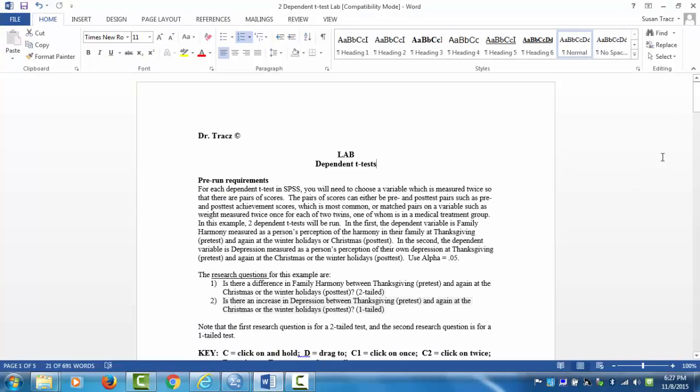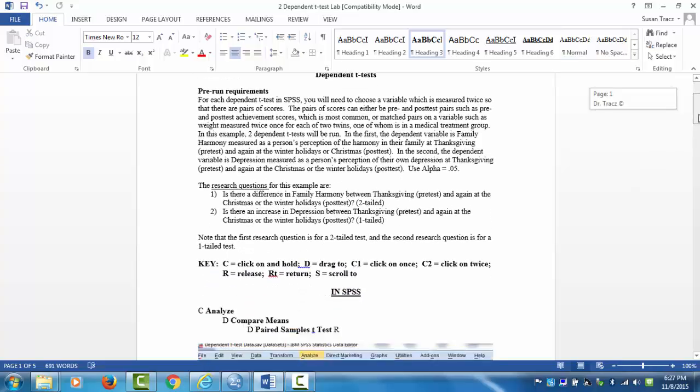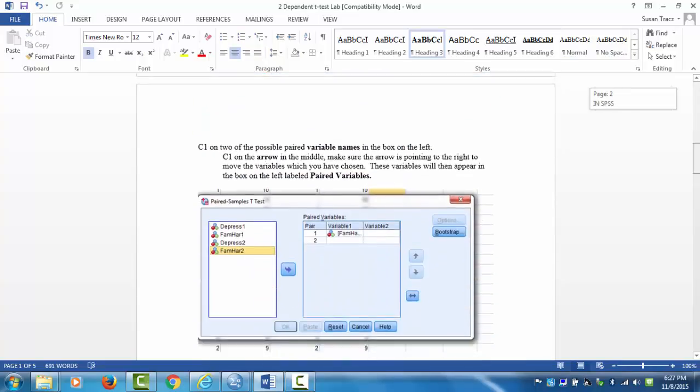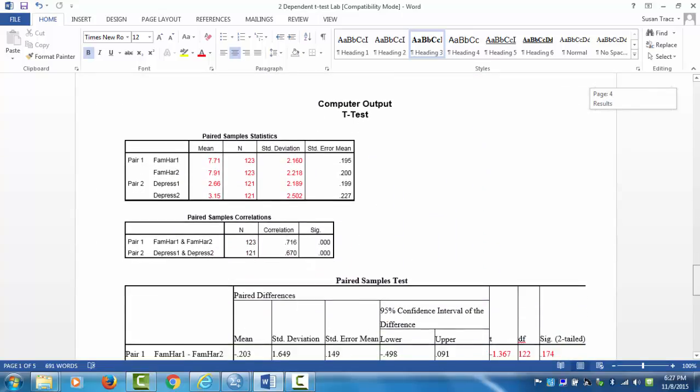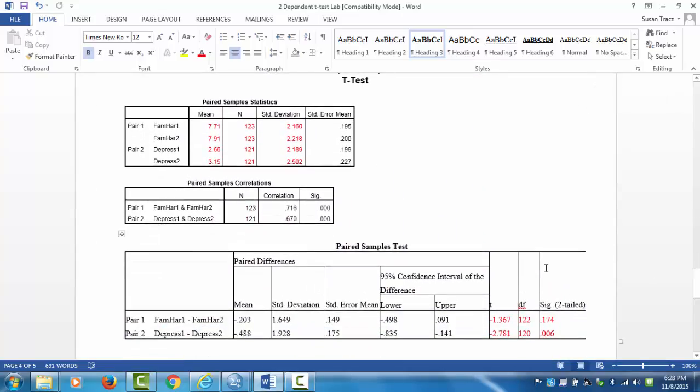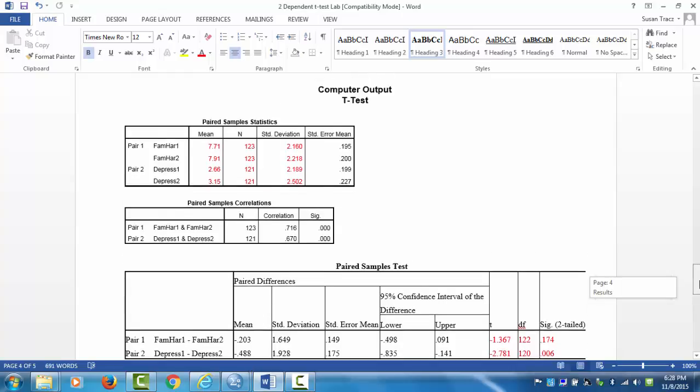So what I have done is, let's go down past these instructions. I have copied this information into the Word document, and I have highlighted in red the information that you need to report. So this includes the mean and standard deviation of sample sizes for the pre and post tests on both variables. And here's the t, degrees of freedom, and two-tailed significance for family harmony and depression. So let's start out here.